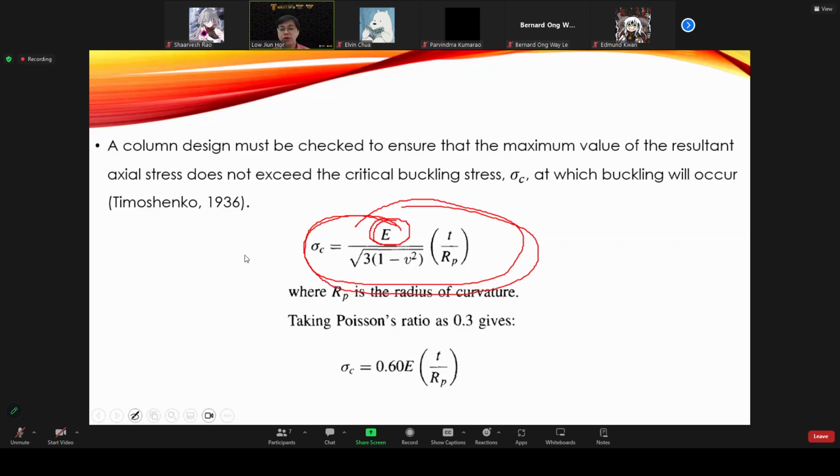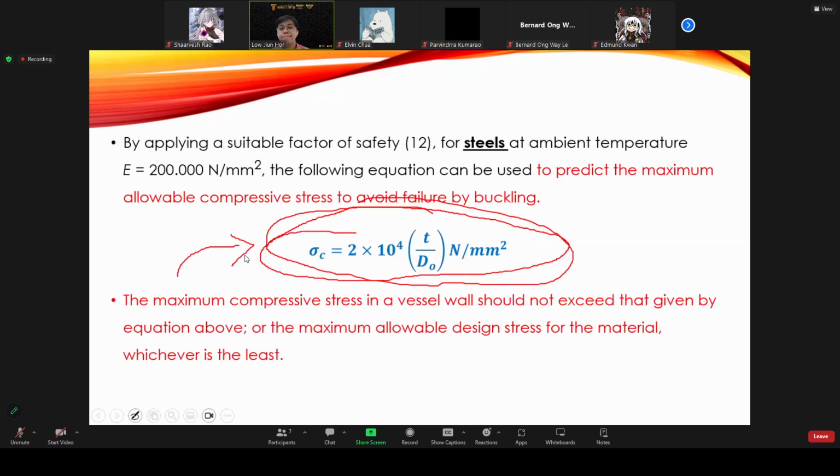And then some more, they try to include the suitable factor of safety into this equation. And then they try to derive the critical buckling stress for steel, okay, for our calculation. So it means that if our equipment and pressure vessel are fabricated by using steel, then we can directly use the equation that is given here. If your equipment or your pressure vessel is not fabricated by using steel, then in that case, sorry, you cannot proceed by using the equation here.